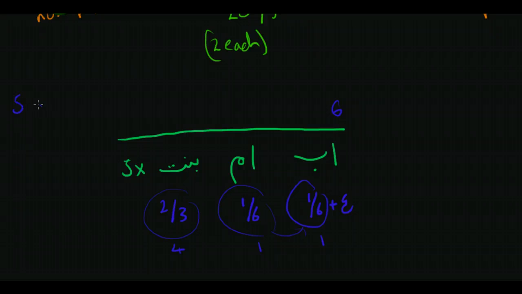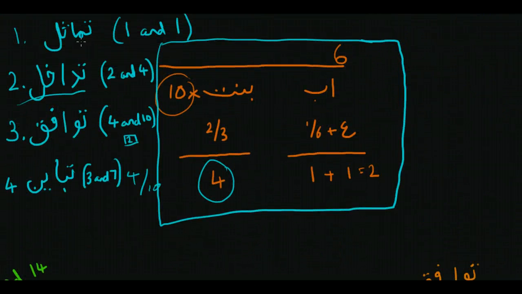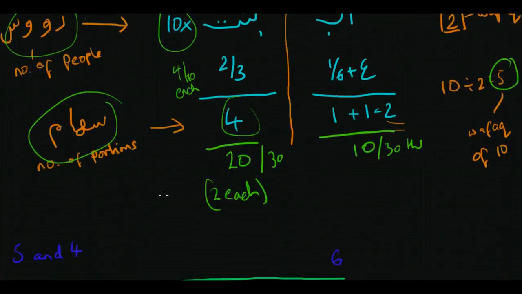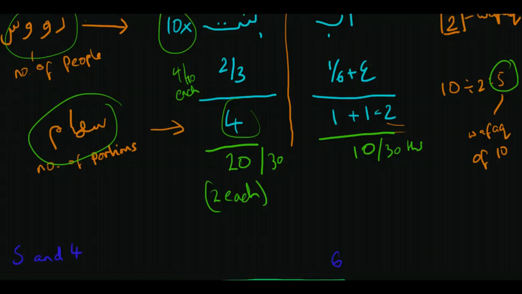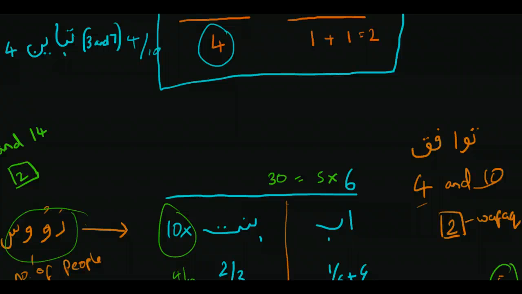So the numbers are 5 and 4, and if we go back up, it's not a tamathul relationship, they're not the same numbers, so it's not number 1. It's not a tadakhul relationship because 4 doesn't go into 5 without any remainder. It's not a tawafuq relationship because 4 and 5 don't have a third whole number which goes into both of them, and so that leaves a tabayun relationship, number 4.